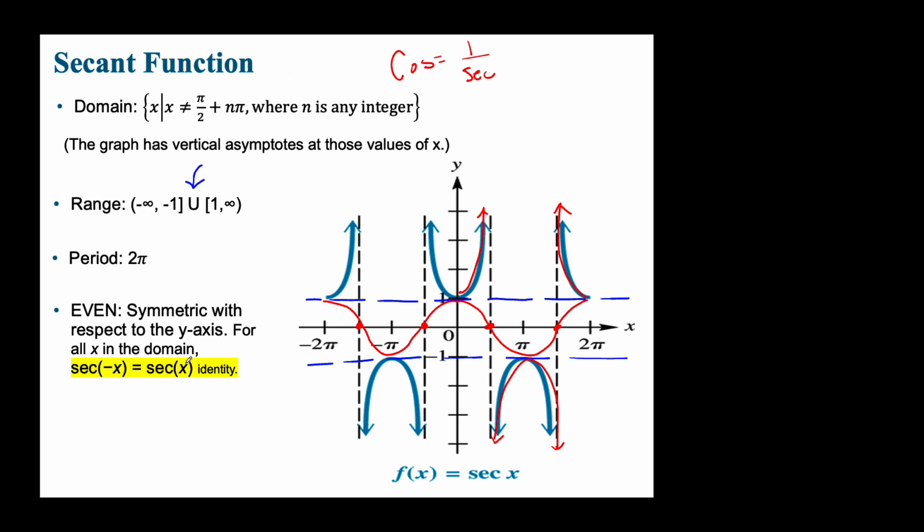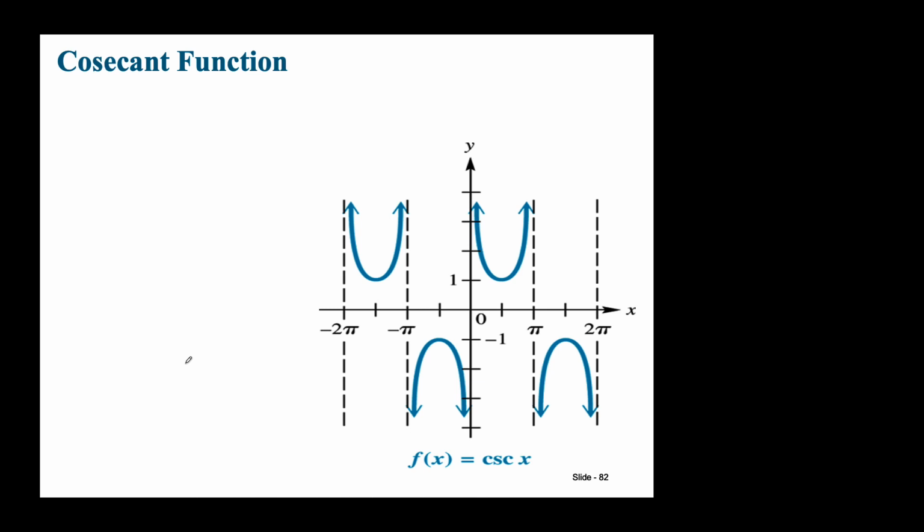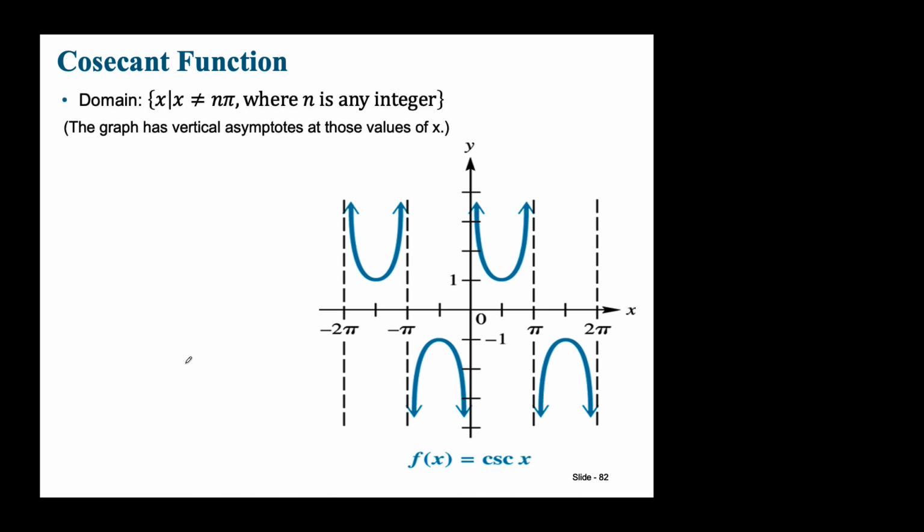Now let's look at cosecant. Domain, all x such that x does not equal n pi, where n is any integer. The graph has vertical asymptotes at those values of x. So just like tangent, cotangent, and secant, they've all got vertical asymptotes. Those x values are outside of the domain. The range is the same as it was for secant.